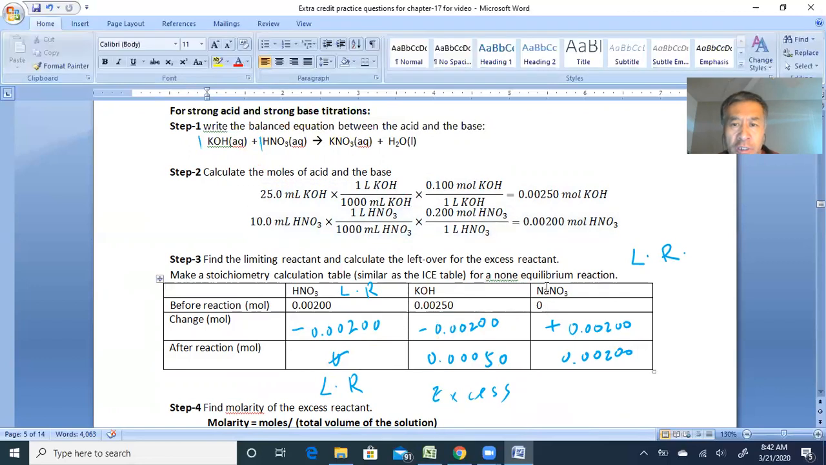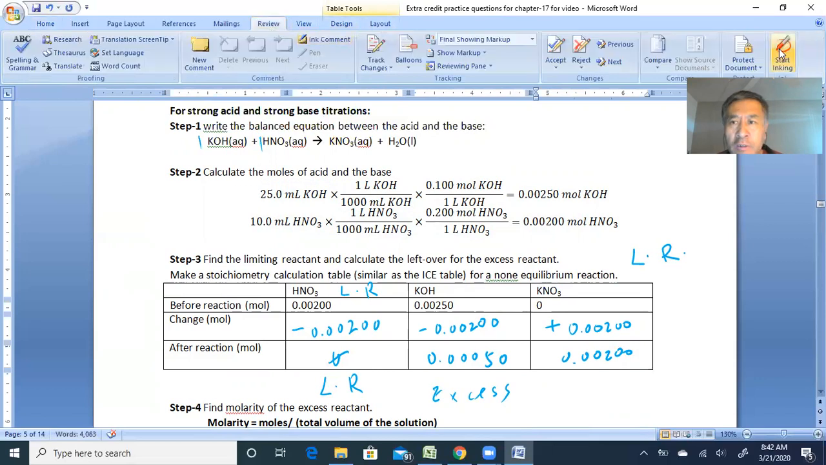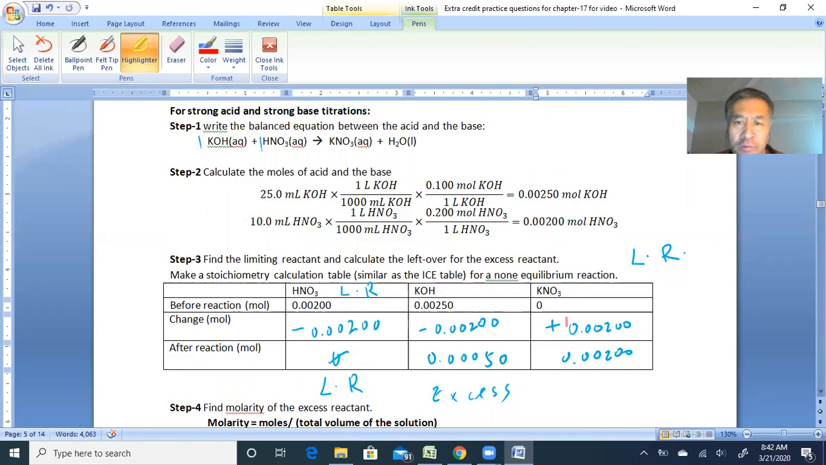So I copied that wrong. So this will be the KNO3. But just for completing the problem, we also want to see what is the change for the product. Water doesn't matter because we have plenty of water, it is the solvent. So we know the initial moles. We know how much mole they change.